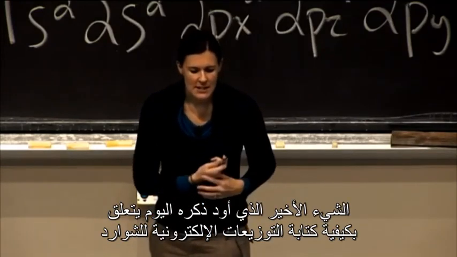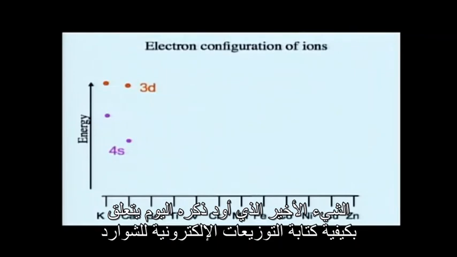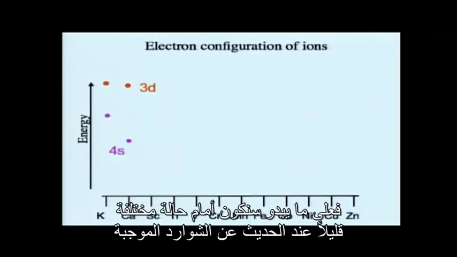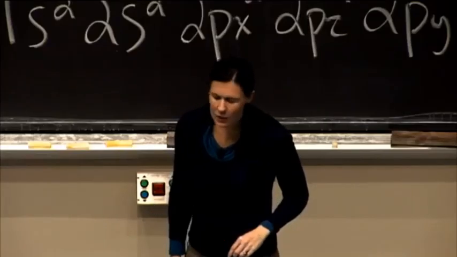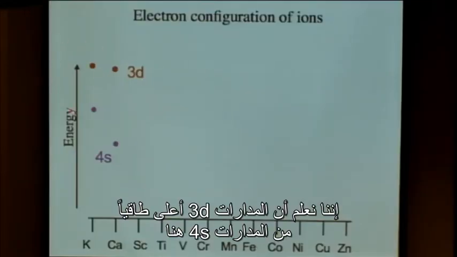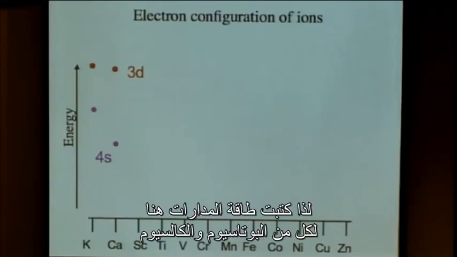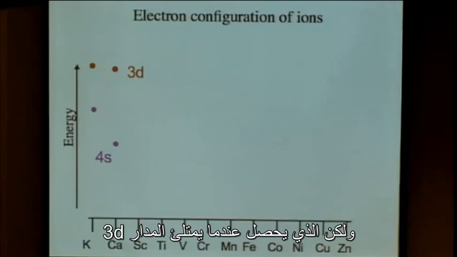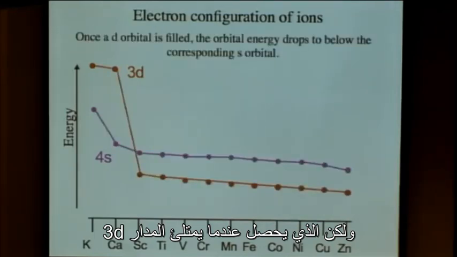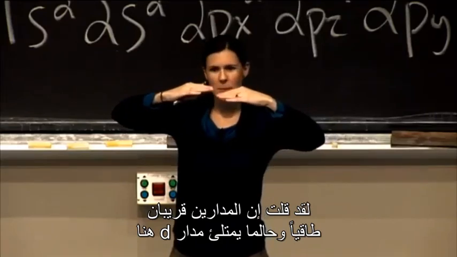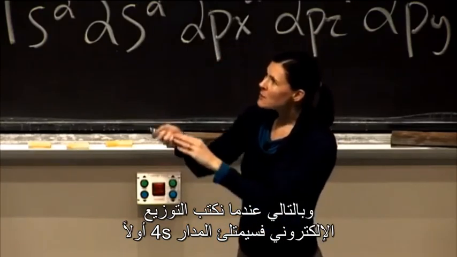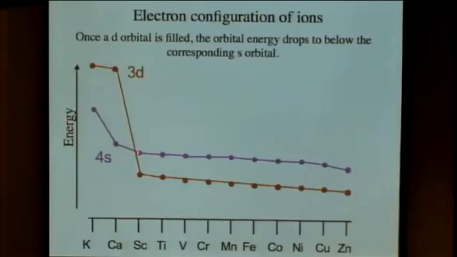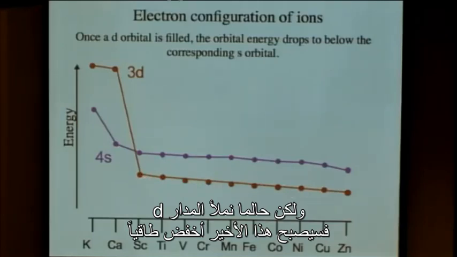The last thing I want to mention today is how we can think about electron configurations for ions. It turns out that it's going to be a little bit different when we're talking about positive ions. We need to change our rules just slightly. What we know is that these 3d orbitals are higher in energy than 4s orbitals. I've written the energy of the orbital here for potassium and for calcium. But what happens is that once a d orbital is filled, I said the two are very close in energy, and once a d orbital is filled, it actually drops to become lower in energy than the 4s orbital. So we fill the 4s first, but once we fill in the d orbital, that's going to be lower in energy.